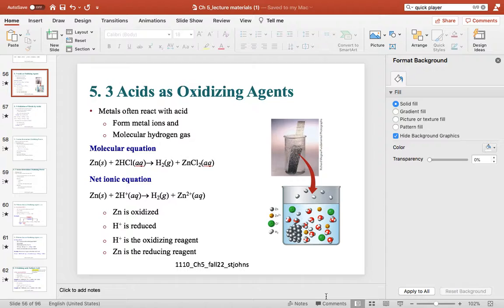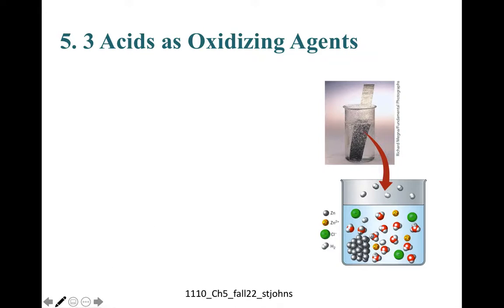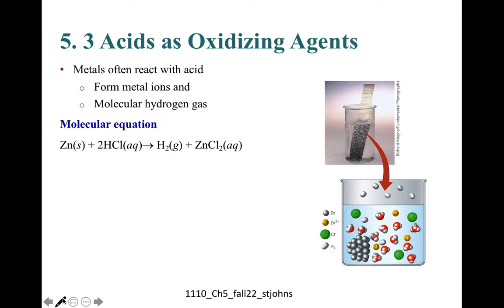Chapter 5, Section 5.3: Acids that work as an oxidizing agent. We often see metals react with acids to produce hydrogen gas. Look at an example here. Zinc metal reacts with hydrochloric acid, producing hydrogen gas and zinc chloride.